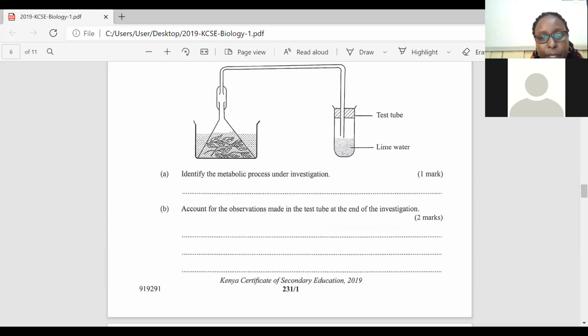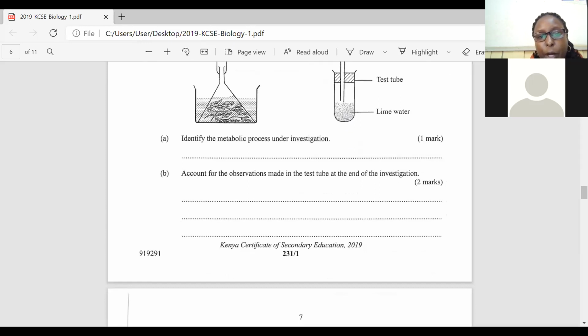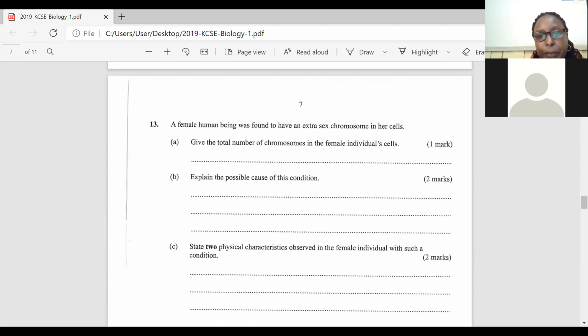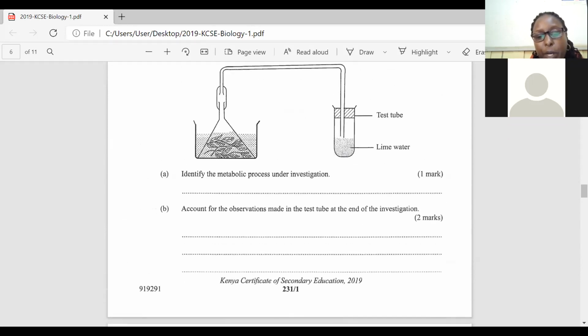Then another question, B, account for the observations, quite also another question which is heavy on marks, 2 marks. Account for the observation made in the test tube at the end of the investigation. Again, the answer for part B would have been drawn from what the student has observed, and then the student goes ahead to explain why what happened. Like in this case, we had the lime water forming white precipitate. So the accounting would explain what happened for that to happen. So that was question 12 from form 2 work on respiration.